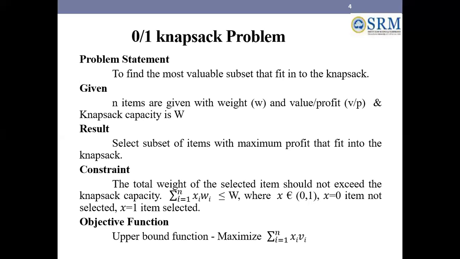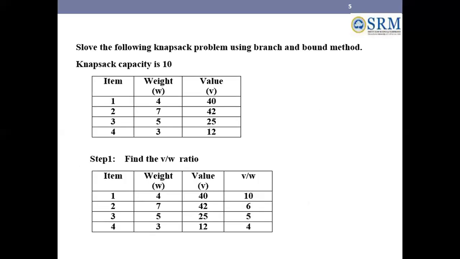If xi is 0, the item is not added, so 0 into value is not added. If item i is added to the knapsack, xi is 1, and 1 into value means the value is added to the upper bound function. So we add the values of all the items added in the knapsack to get the maximum upper bound function value. That should be maximum: maximize the profit, sigma i equal to 1 to n of xi vi. This is called the knapsack problem.